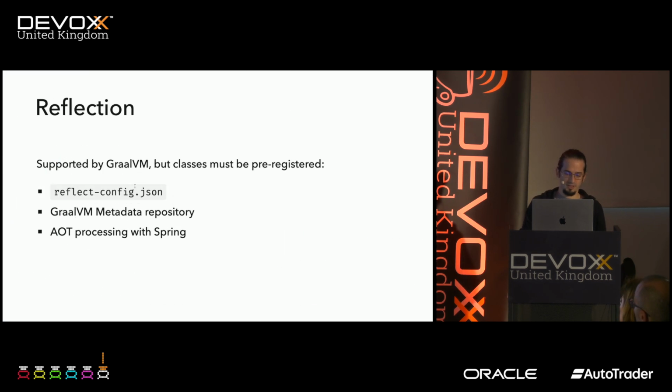So in here, reflect config. For libraries, we have the GraalVM metadata repository. If the lib is not in there, you're going to have to do some extra work. And then Spring will help you quite a lot by doing this AOT processing step.